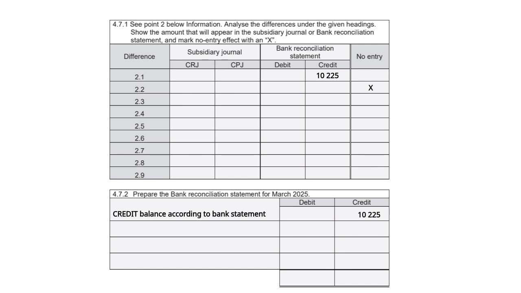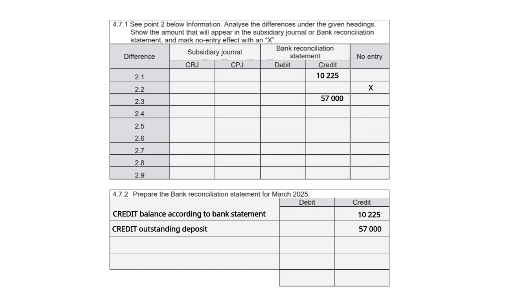Then 2.3. A deposit of 57,000 appears on the 4th of March in the cash receipts journal, but not on the bank statement for March. So since it does not appear on the bank statement, we are going to put it in our bank reconciliation statement under credit outstanding deposits. So let's do that. We're going to say credit outstanding deposits, 57,000 in the credit column of our bank reconciliation statement.